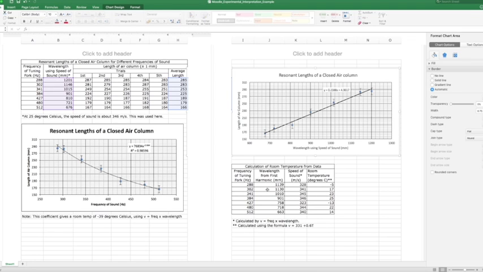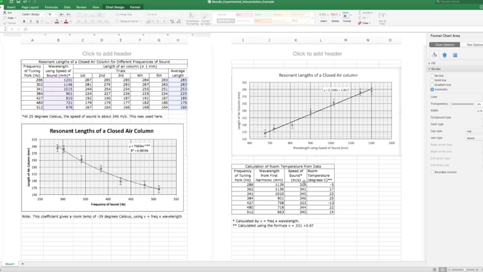The wavelength from the first harmonic is just the average length, so the 285 here for the first one, times 4, because the theory predicts that in a closed air column we should achieve resonance for the first harmonic at a quarter of the wavelength. So to get the wavelength, we just have to multiply that length by 4.